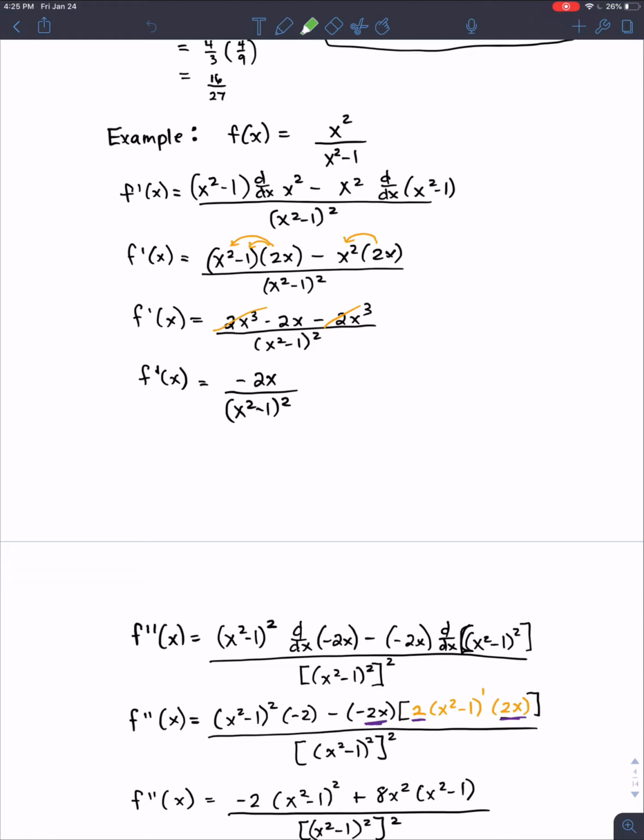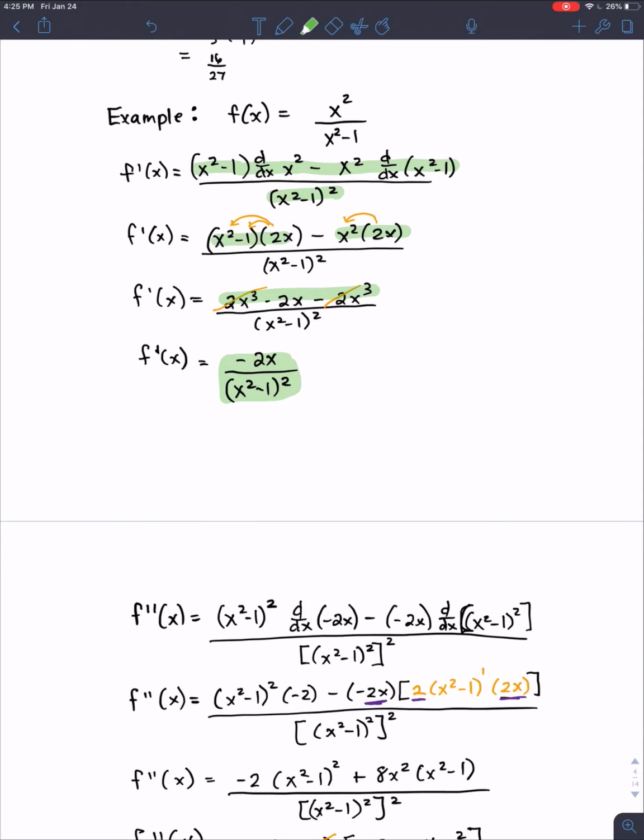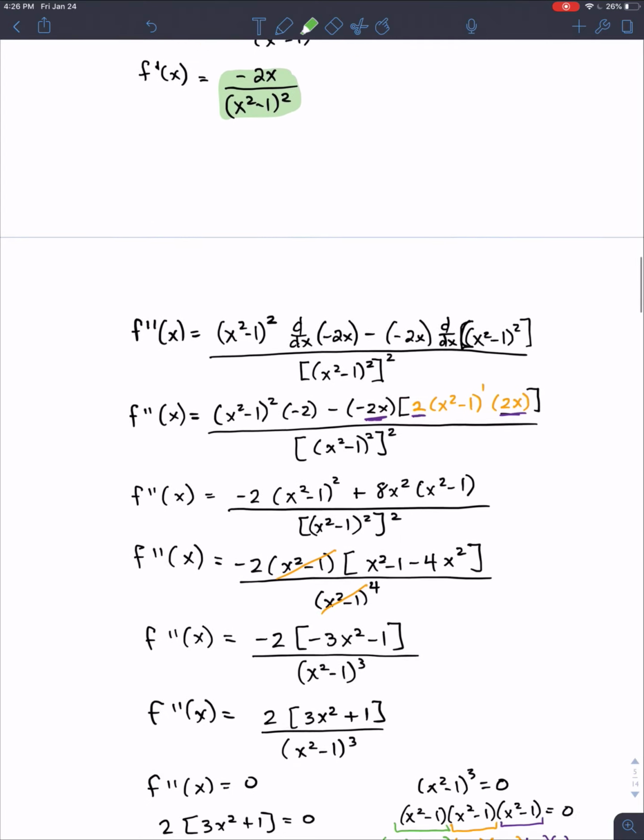But remember, it's low d high minus high d low over the square of what's below, and the rest of that is just FOIL it out, simplify your numerator, where those things cancel, and then this is the simplified numerator over the square of what's below. So it was a little bit of work just to find the first derivative, which in previous lessons we set equal to 0 to find possible critical numbers, but today we're focusing on concavity, so we're going to go to the second derivative.